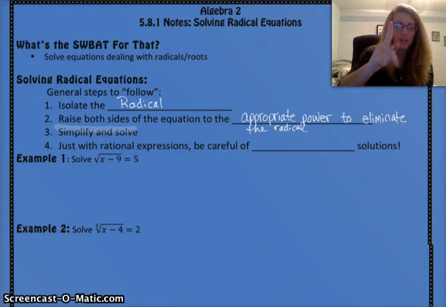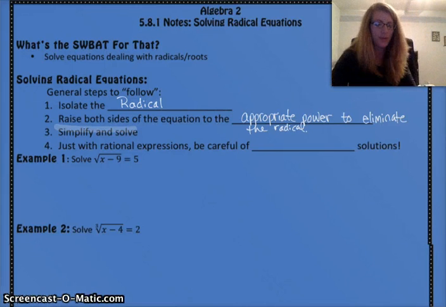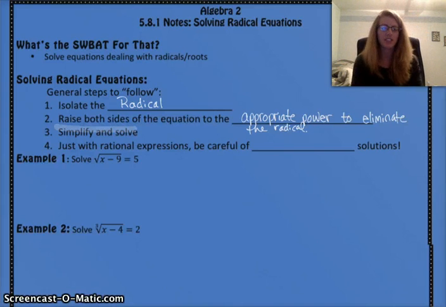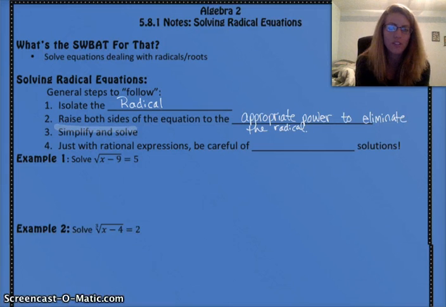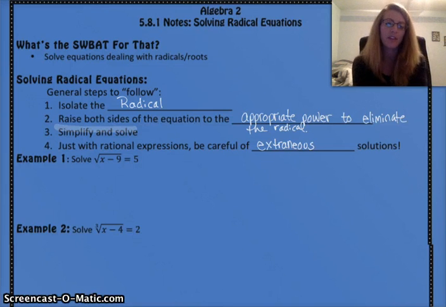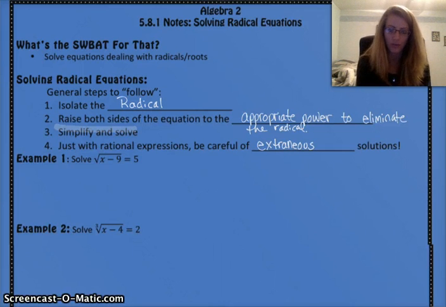Also be careful, just like with rational functions, where you couldn't have a 0 in the denominator, you still have to look for extraneous solutions for radical equations. This might pop up if you have even roots, because you can't have negatives under even roots. So you've got to make sure that you don't have anything negative under an even root.